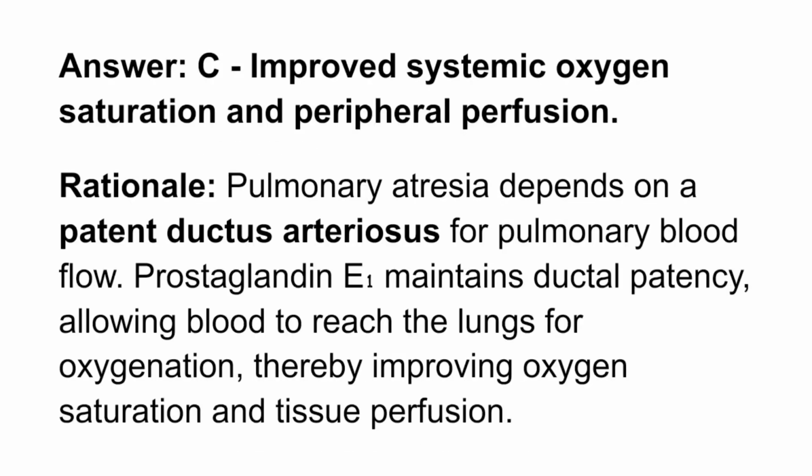Answer: C. Improved systemic oxygen saturation and peripheral perfusion. Rationale: Pulmonary atresia depends on a patent ductus arteriosus for pulmonary blood flow. Prostaglandin E maintains ductal patency, allowing blood to reach the lungs for oxygenation, thereby improving oxygen saturation and tissue perfusion.